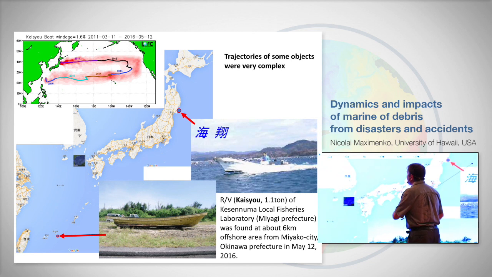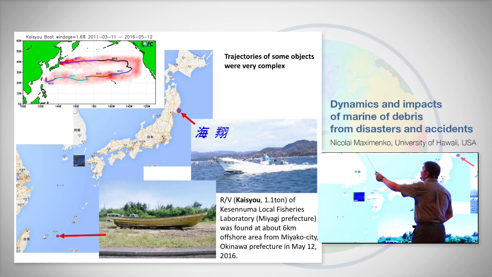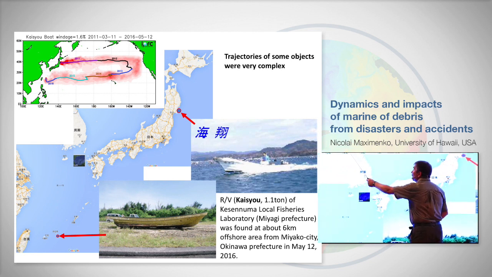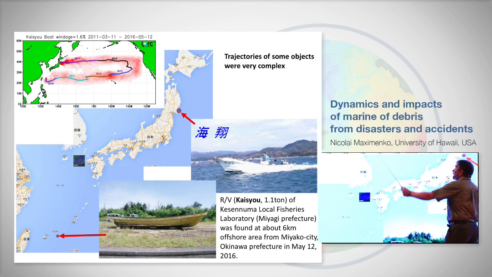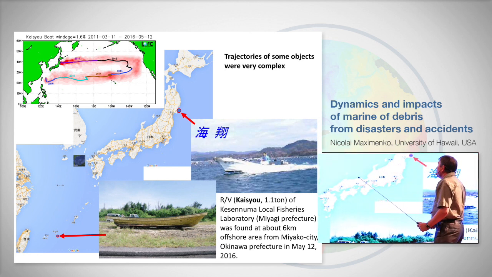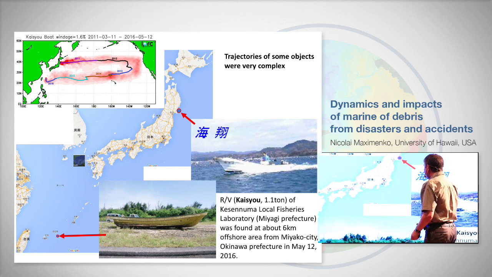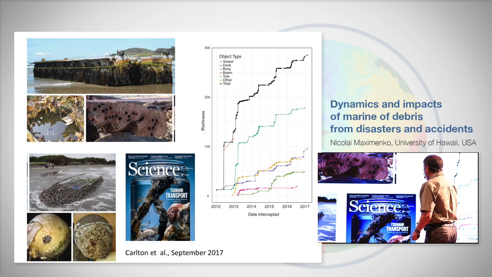So this boat, a small research boat, started from Japan and ended in Japan, in Okinawa, after 5 years of drifting all around the ocean.